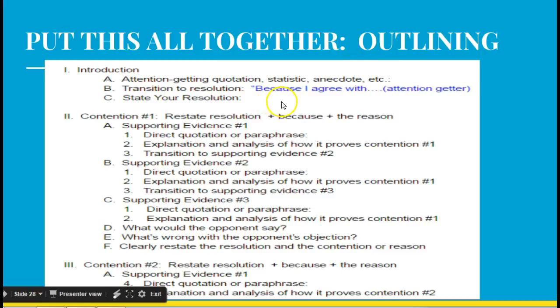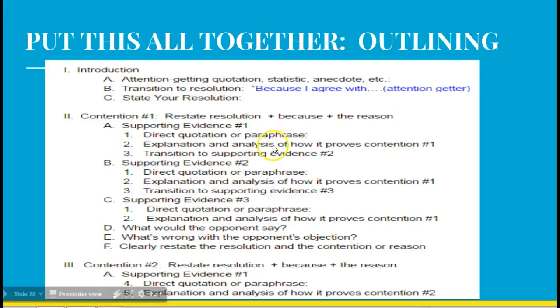Then I will state my resolution: Uniforms should be worn by all students in America. I'm going to give my first reason. I will make a sentence that includes because and then the reason. I will give 2 to 3 pieces of evidence per reason. I will give quotations from my research, or I will paraphrase in my own words what that research is saying.